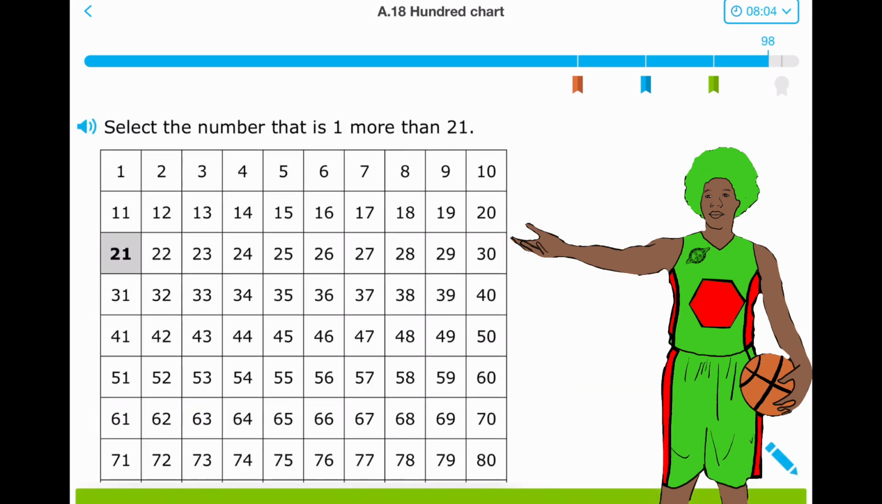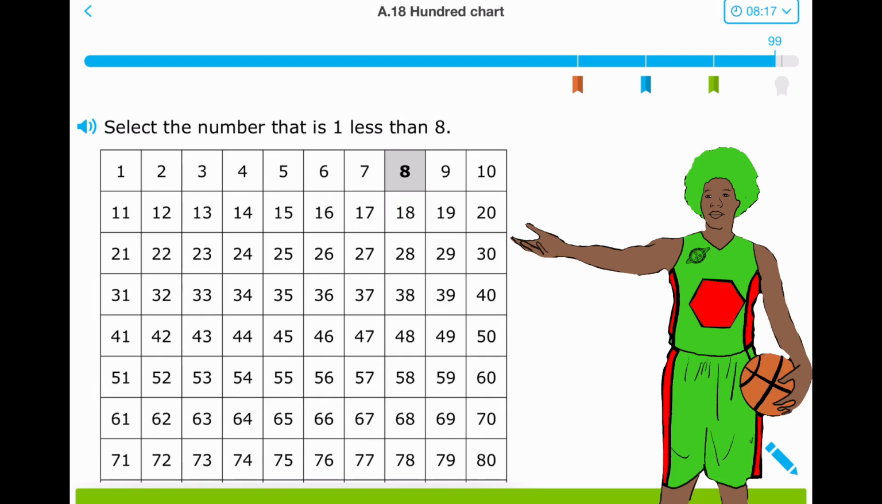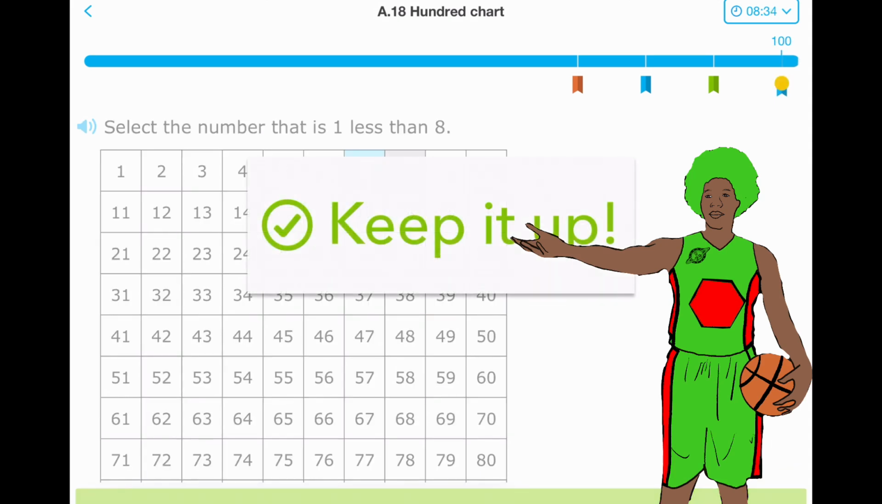All right, select the number that is 1 more than 21. Go to 21 and go 1 more over, and you have 22. Okay, last one. Prepare yourself. Select the number that is 1 less than 8. Okay, pause the video. Try to do this one all by yourself. The number that is 1 less than 8. Okay, what do you have? If you have a 7, you are correct.